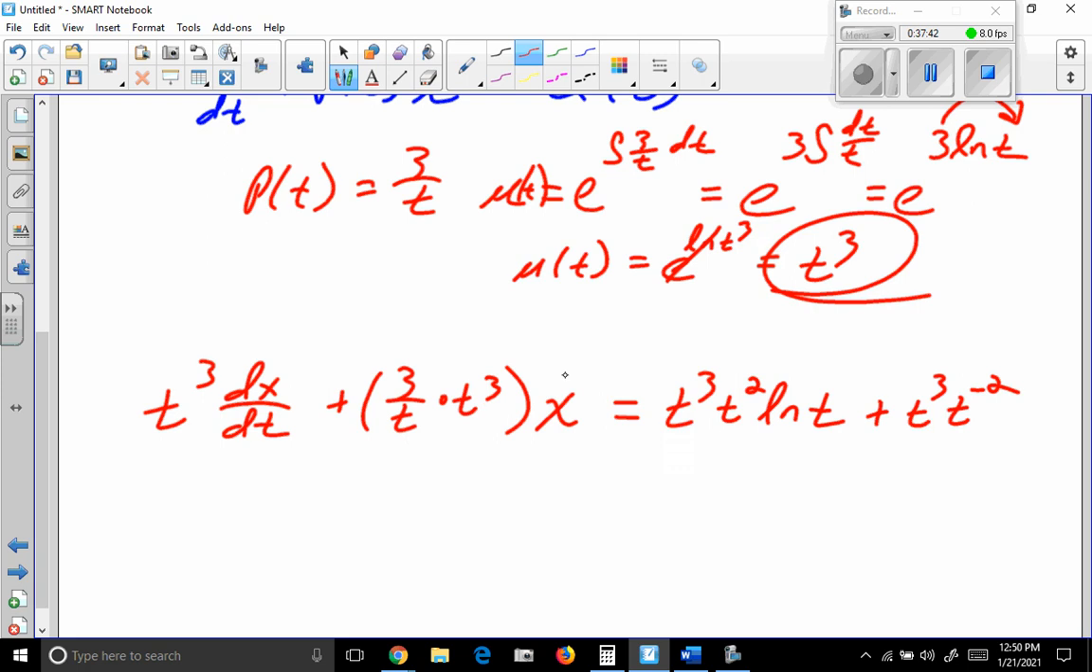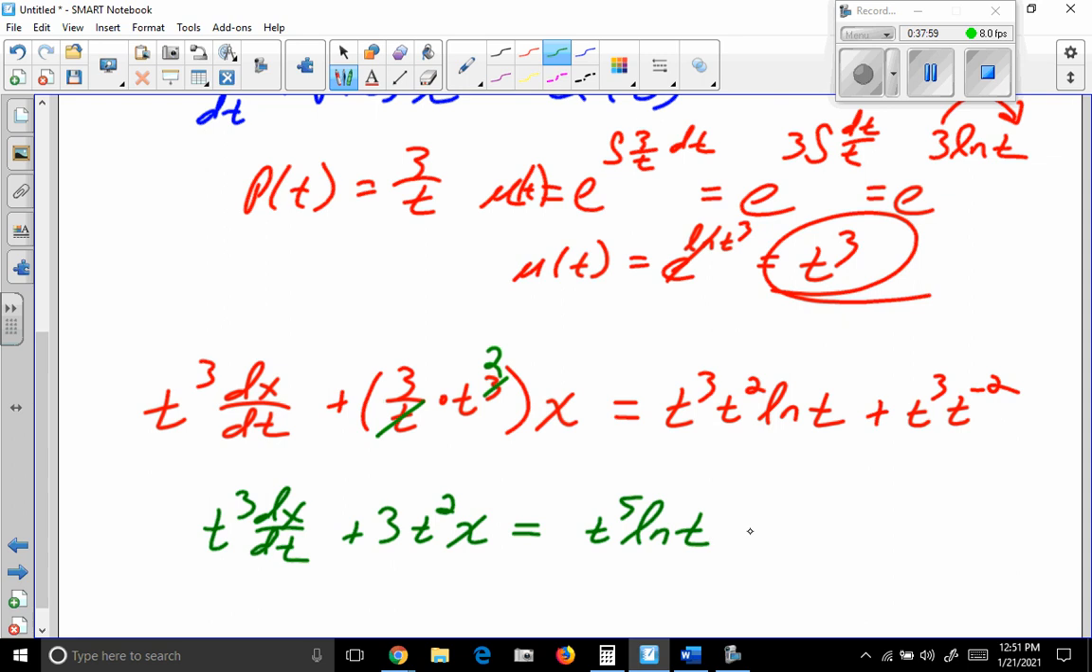t to the third. So we get t cubed dx/dt. That reduces, and that gives us 3t squared times x, equals t to the 5th natural log of t. Add those exponents, and that would give us t to the 1st.